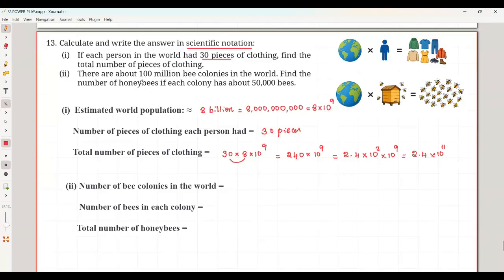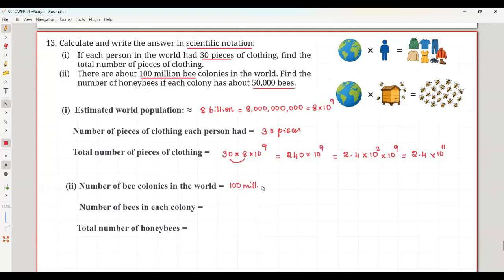In the same way, we move on to the second part. There are about 100 million bee colonies in the world. Find the number of honeybees if each colony has about 50,000 bees. For this, the number of bee colonies is given as around 100 million.